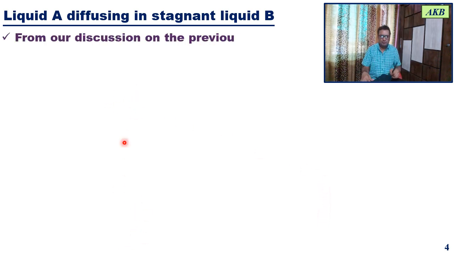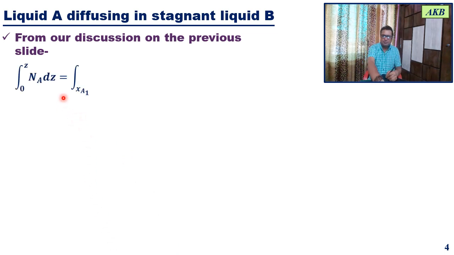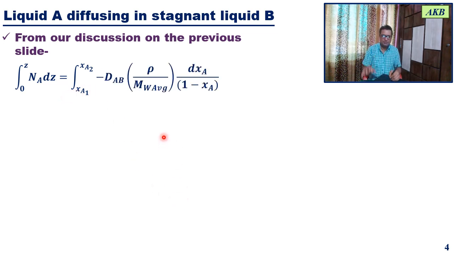From our previous discussion, that is the discussion on our previous slide, what we will do is integrate the equation. We had one differential equation, and we knew from the schematic of the concentration profile the conditions. At z is equal to 0, xa was xa1, and at z is equal to z, xa is xa2. Over here we have integrated the differential equation. We have used the limits.